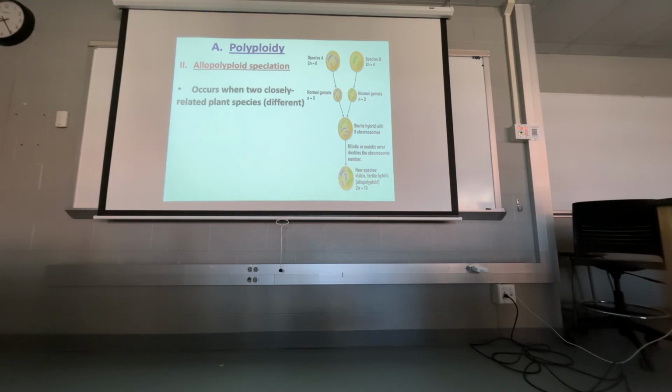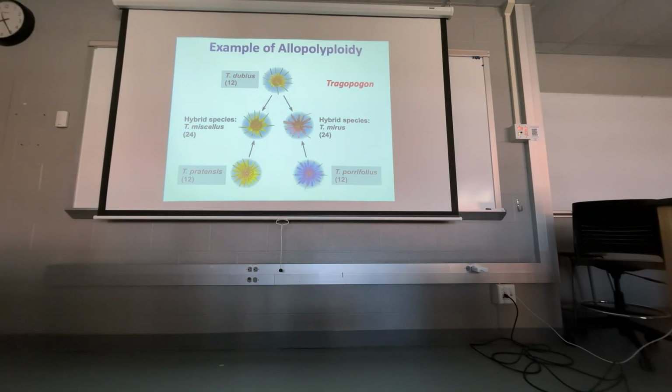Now, I'll give you an example of where allopolyploidy has happened. We do it on purpose in agriculture, where we breed 2 different plants that have different numbers of chromosomes or are closely related. But there are some wild examples of this. There is a genus of plant called Tragopogon, which is called goat's beard.